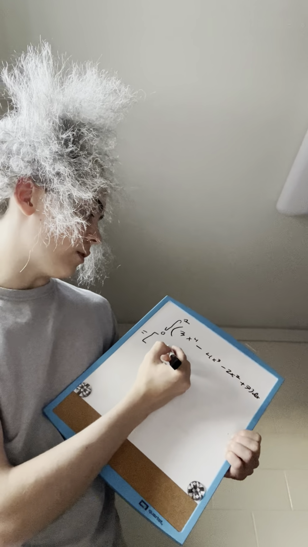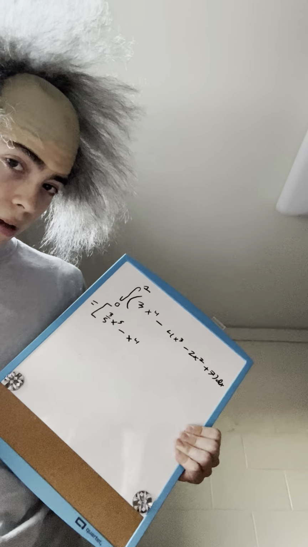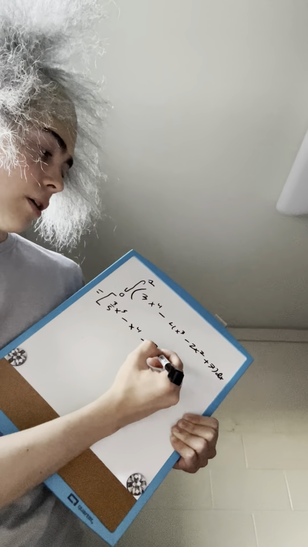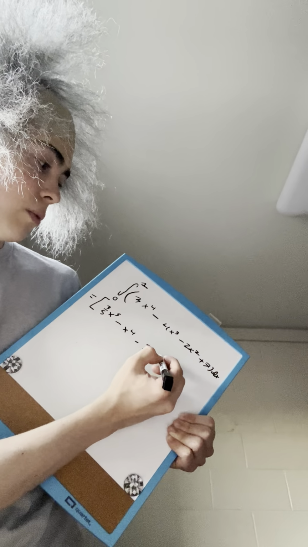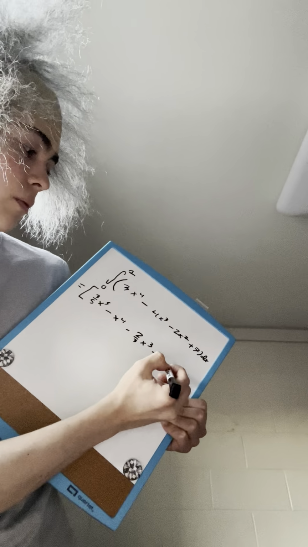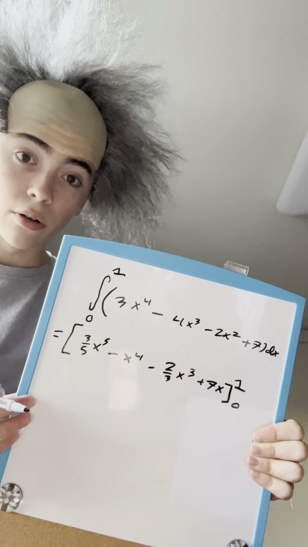So this is going to be x to the 5th, 3x to the 5th, and then divide by the new power. So it's going to be 3/5 x to the 5th, and then minus, I chose this one because it's just going to be x to the 4th. We're going to add 1 to the power, divide by the power. It's going to end up being negative x to the 4th, and then minus, I'm going to go through this one quickly, 2/3 x cubed, and then plus 7x. And then that's going to be from 0 to 1, right? And so that's my integral computation.